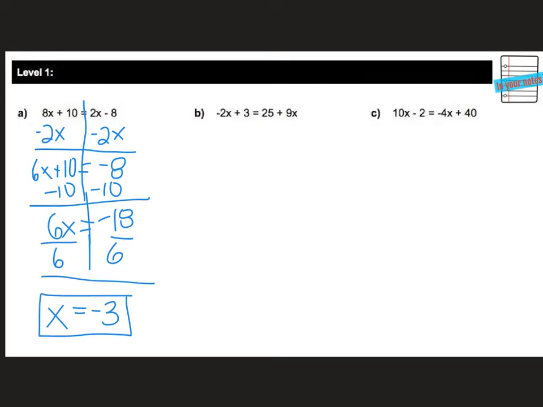All right, let's look at letter B. Letter B, we have nothing to simplify to start, so we want to go ahead and move the smaller variable. And in this case, my smaller variable is the negative 2x. So the opposite of a negative 2x is a positive 2x. So we'll go ahead and add that to both sides to start. My 2x's on the left cancel out, leaving me with 3. 9x plus 2x is 11x, and then we have plus 25 on the end.